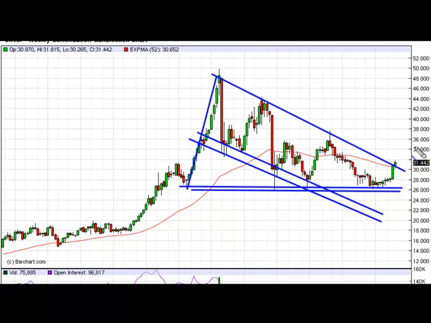Now this is where fundamentals come in a little bit. And fundamentals are not my forte. I hate them actually because it assumes that the market will behave rationally at all times, and there's no way it will.